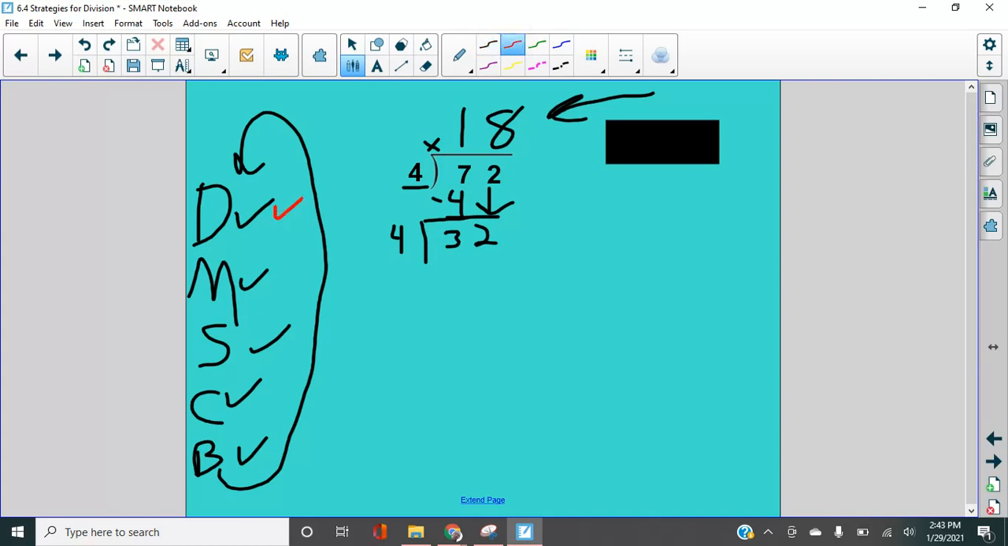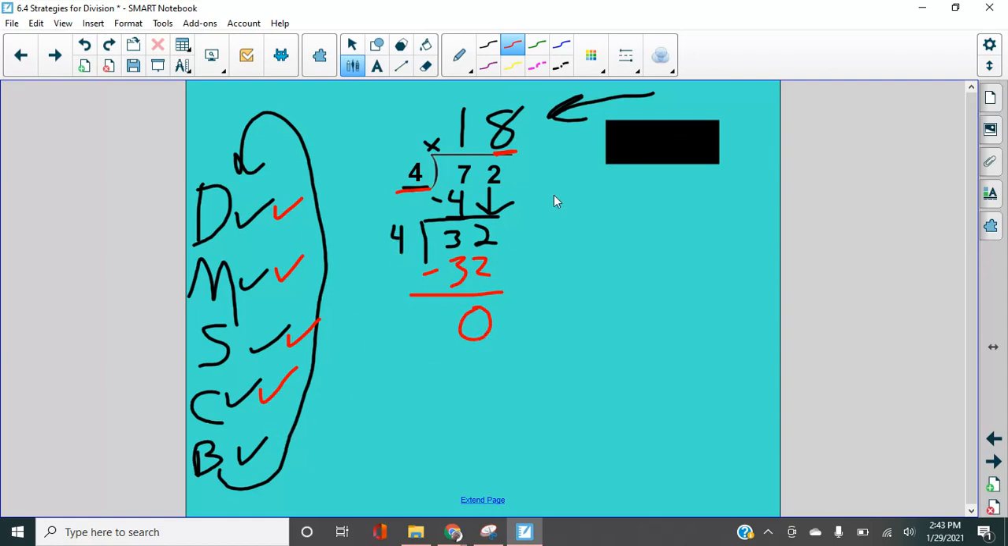M. What did M stand for? M for multiply. What are you going to multiply? We're going to multiply the number we just wrote down times 4. Right? 8 times 4. 8 times 4 is 32. Hey, look, it matches. S for subtract. C for check. All right, I'm going to check. Is this number smaller than this number? Yep, 0 is smaller than 4.